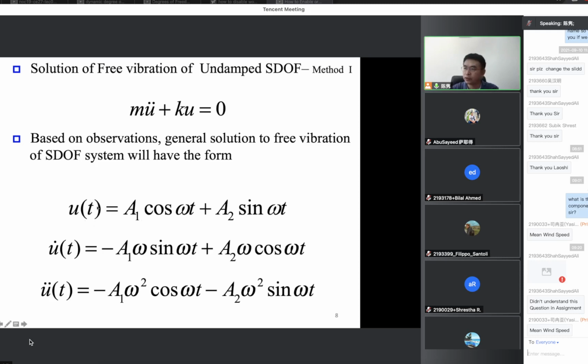So if you introduce the initial condition with the time equals to 0, right? The initial displacement, so t equals to 0. So this part became 0 because you have t equals to 0.